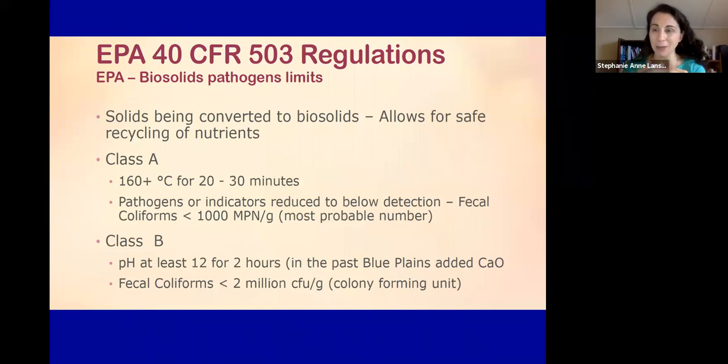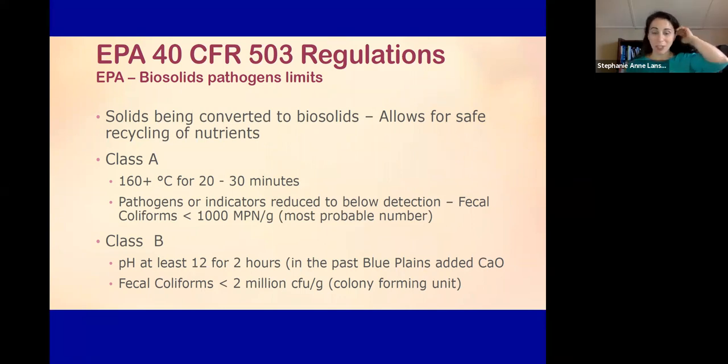If it's class A biosolids, that means that it's been at least 160 degrees for 20 to 30 minutes, and the pathogen indicator organisms are reduced to below detection limit, with fecal coliforms less than 1,000 MPN per gram, most probable number per gram.